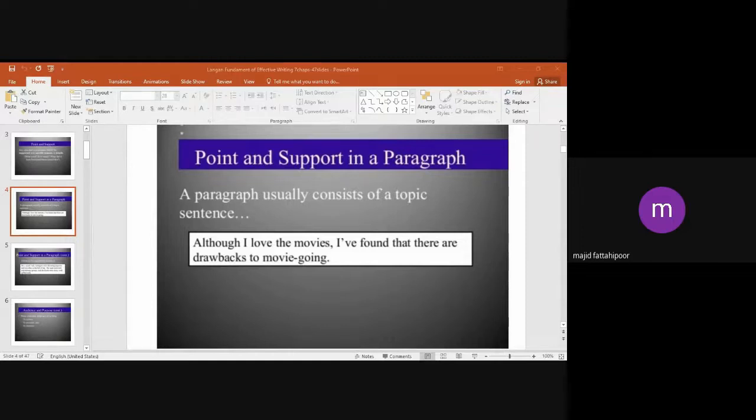Continuing the sentence, and not this sentence, because this sentence is complete. You see, we need support for this sentence. We need detailed support or reasons for this.